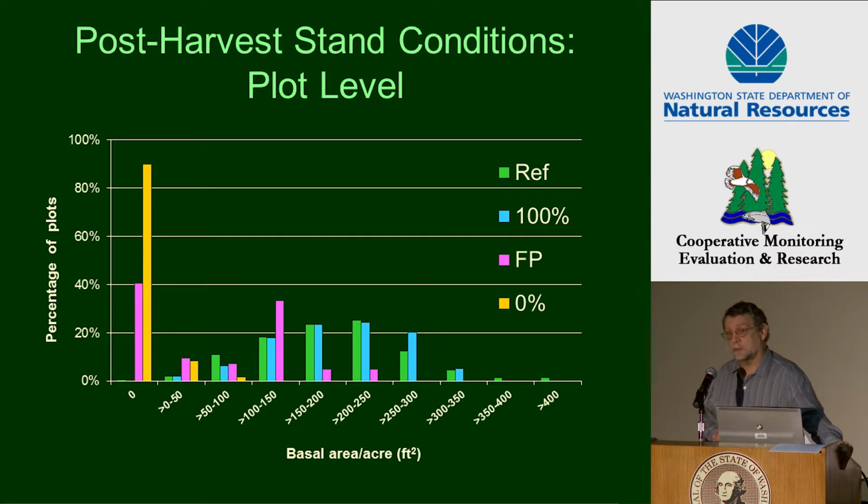So the distribution of the plot values for the forest practice buffers is quite different from the 100% or the reference buffers there. You can see the distribution's really shifted to the left. And that reflects that increased mortality that we saw during the post-harvest period.